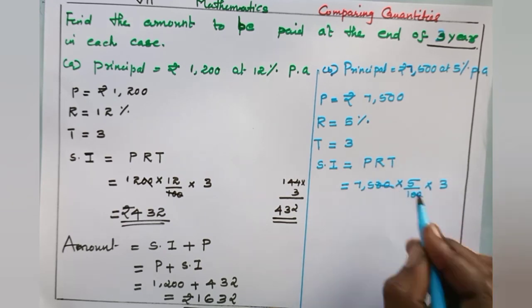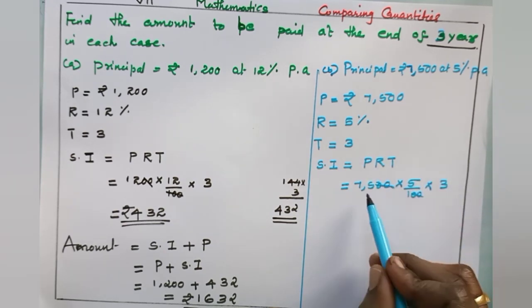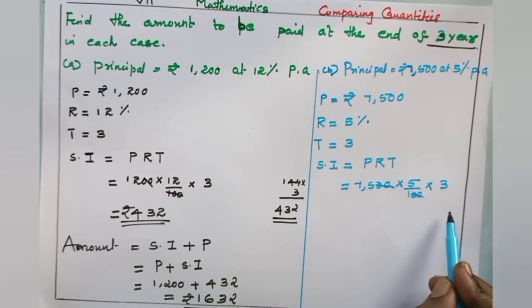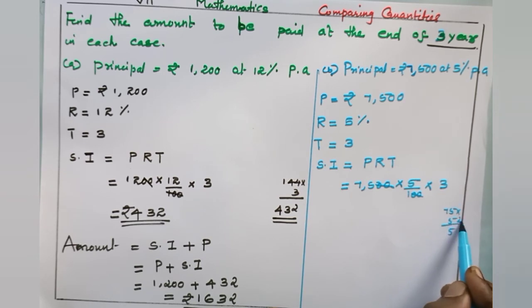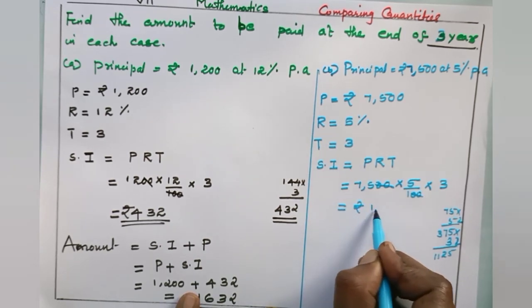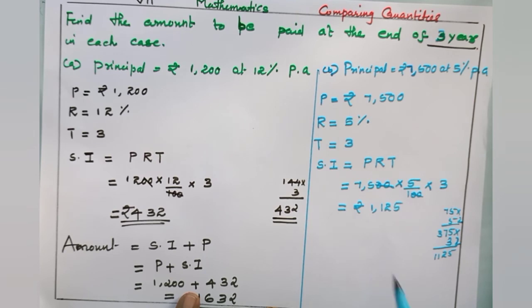We can cancel these 2 zeros. Then we get 75 into 5 into 3. So 75 into 5: 5 fives are 25, 2 carry, 7 fives are 35 plus 2, 37. Into 3: 3 sevens are 21 plus 1, 22, 2 carry, 3 threes are 9 plus 2, 11. So we get rupees 1,125. Okay, 1,125.